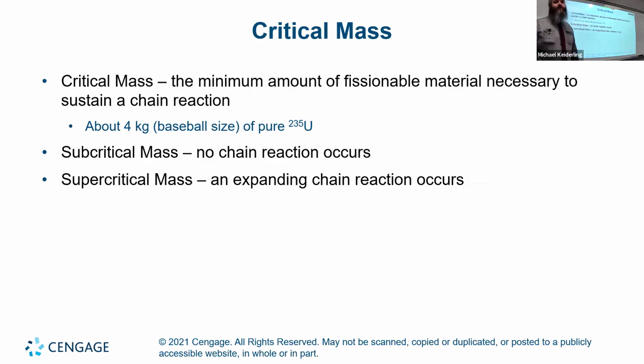And that's what happens in a nuclear power plant. So the critical mass is the minimum amount of fissionable material necessary to sustain a chain reaction. It's about 4 kilograms of pure uranium-235. With a subcritical mass, no chain reaction occurs. With a supercritical mass, an expanding chain reaction occurs. A nuclear weapon is designed to take, well, the simplest ones take 2 subcritical masses and combine them to form a supercritical mass.